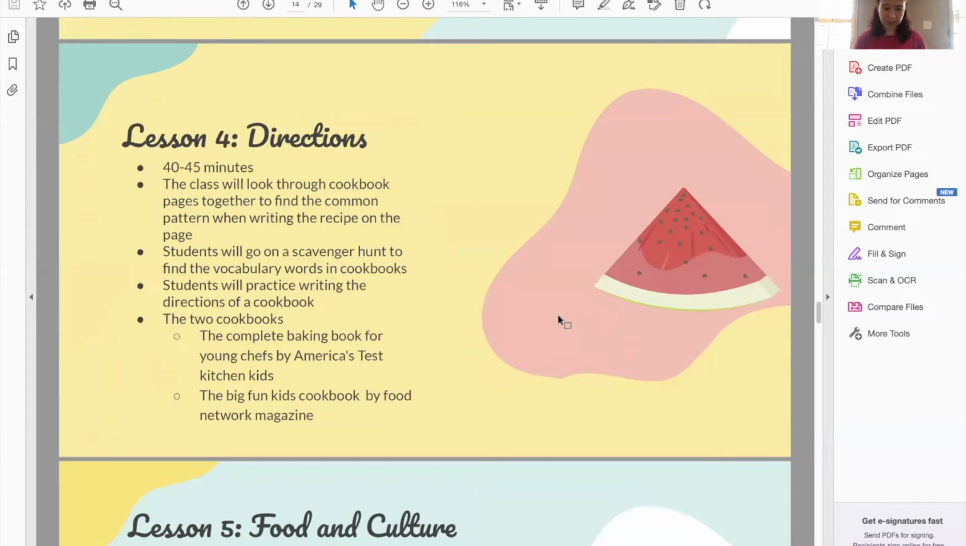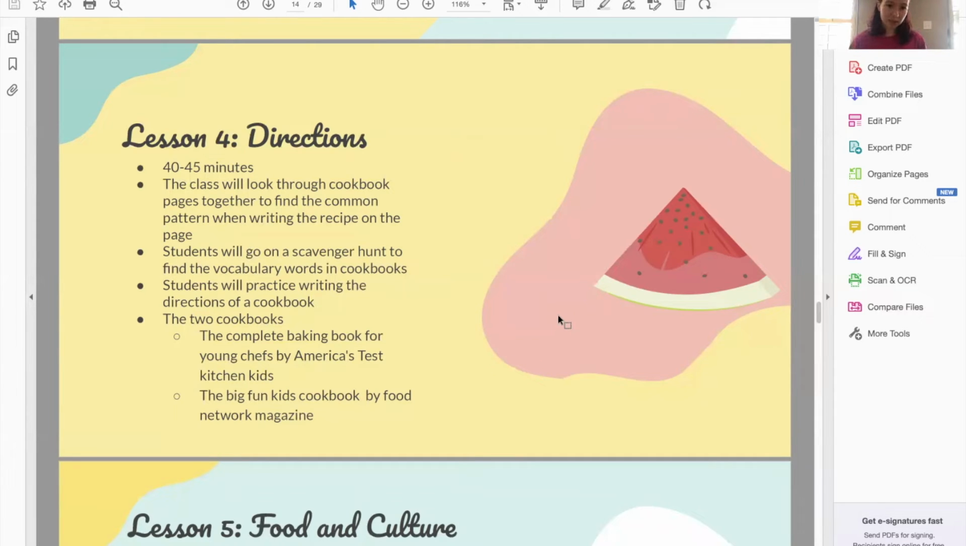Lesson 4, directions. So this will be 40 to 45 minutes. And the class will look through different cookbook pages again together to find common patterns in writing recipes on a page. I think one big thing is the how-to. And I think that might stump kids, where it's like, oh, first you do this, and then, so it's practicing how to write directions.